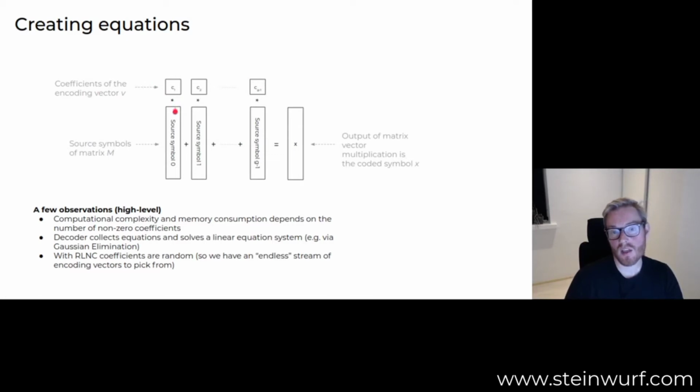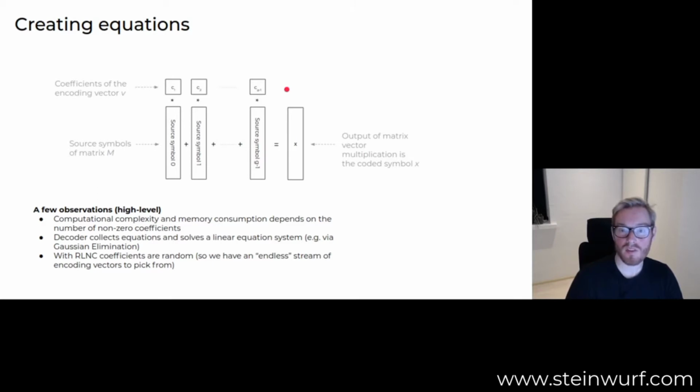One is that I can have as many input symbols as I want here. So if my file is my input, I can have any size file as input here, because I can always create more coefficients that are just picked at random.